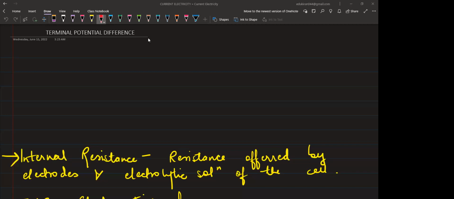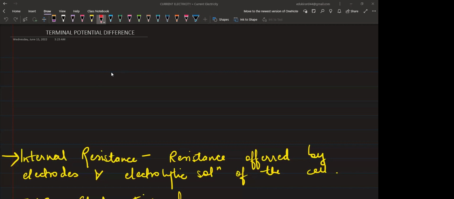In the last class, we had stopped at this point where we had completed the resistance part. Now, a new topic: terminal potential difference, internal resistance, and EMF. These are three short topics which we have to deal with right now. We'll be able to finish it in one class itself. First, we'll start with internal resistance.